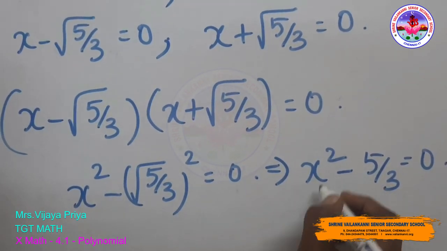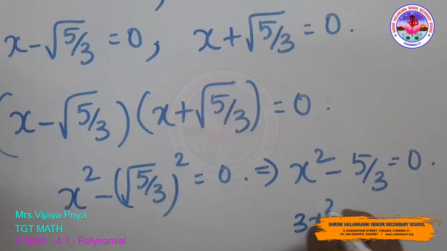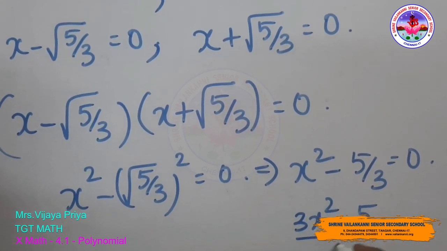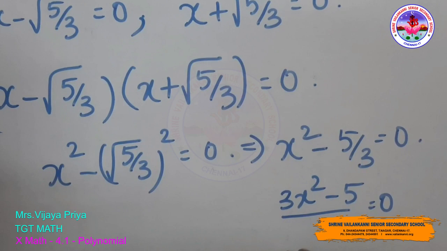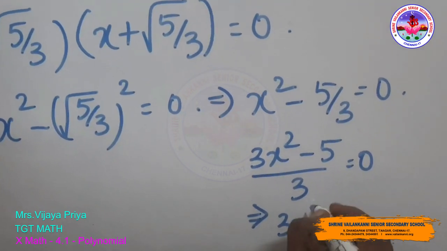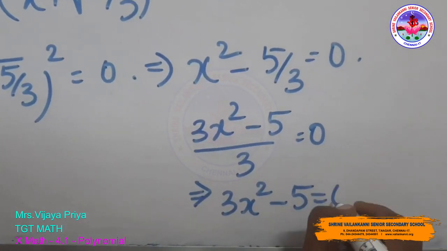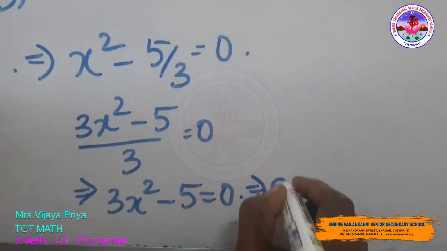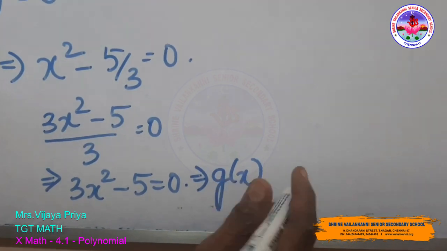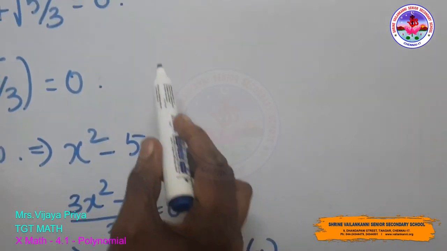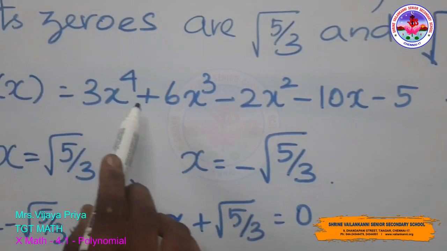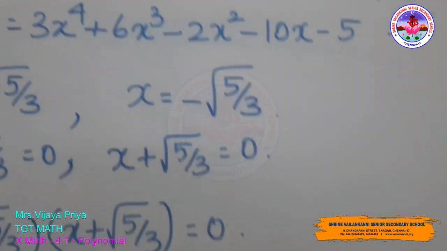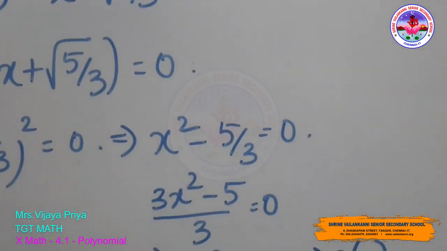Now taking LCM here, I will get (3x^2 - 5)/3 is equal to 0, which further implies 3x^2 - 5 is equal to 0. Now taking this equation as your g of x, I am going to divide the p of x polynomial, the given polynomial, by g of x, 3x^2 - 5.